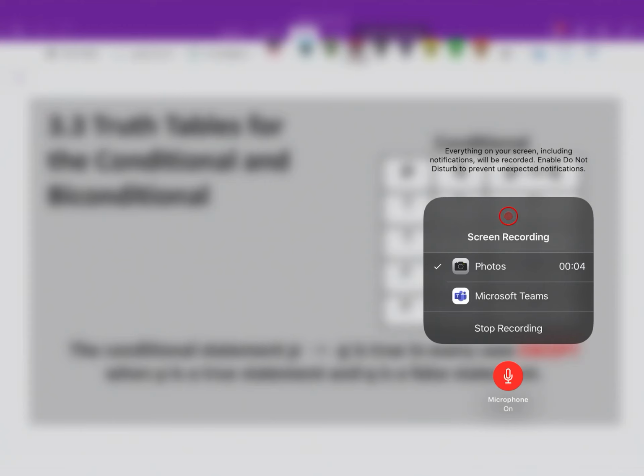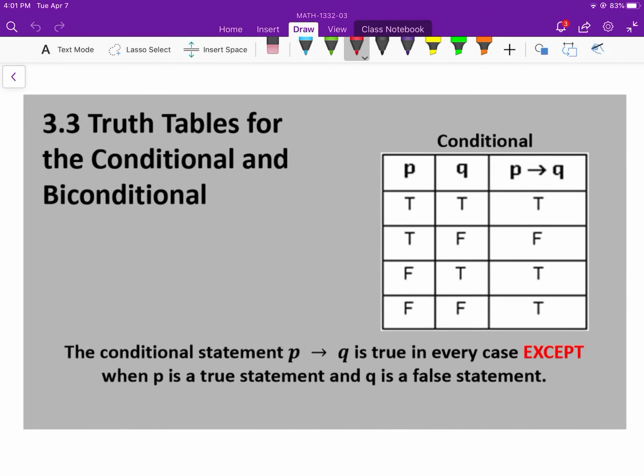All right, so here we are continuing into chapter 3. This is 3.3. This is truth tables for the conditional and the biconditional. We saw conditional and biconditional back on lesson 3.1. They were just introduced. Remember, conditional is the arrow, and that's an if-then statement. And biconditional is the double arrow, and that is if-and-only-if statements, okay?